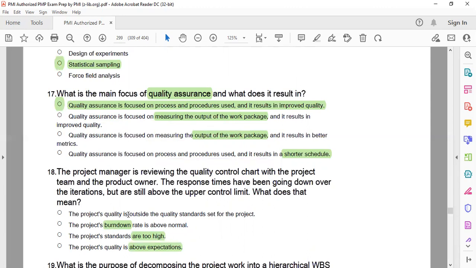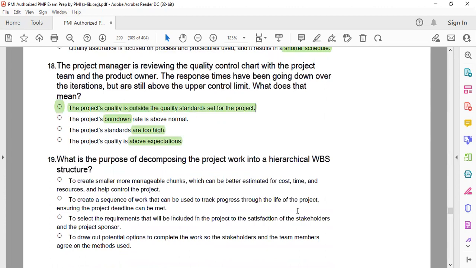So yes, all of those who have answered A, it is the correct answer. The project quality is outside the quality standard set for the project, not above expectation, because above expectation will be what? What we call it above expectation? Above expectation is called gold plating. Are you guys forget?